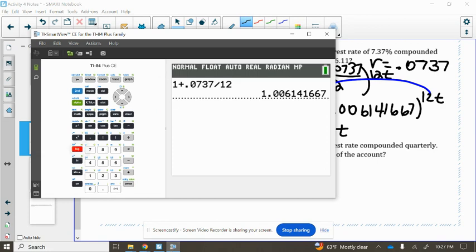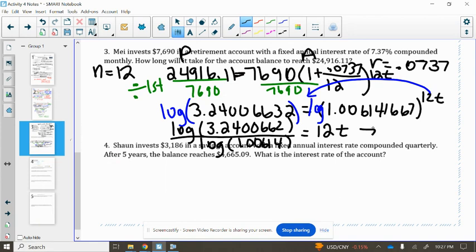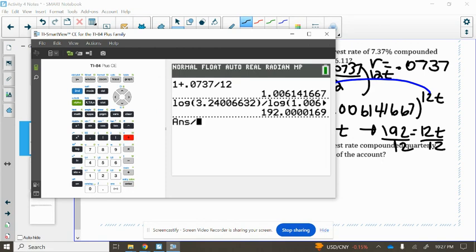So log of the 3.24006632 divided by the log of our previous answer gives us about 192. Now reminder, this equals 12t, right? So we need to do one final step, divide by the 12, to get our final answer of just about 16 years.